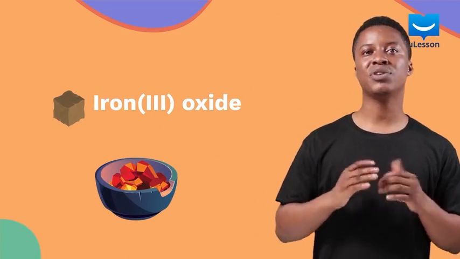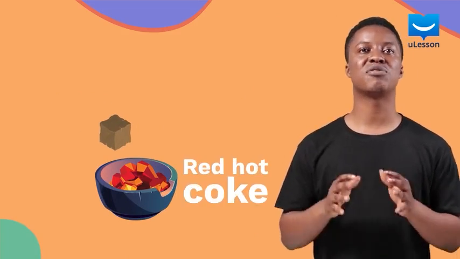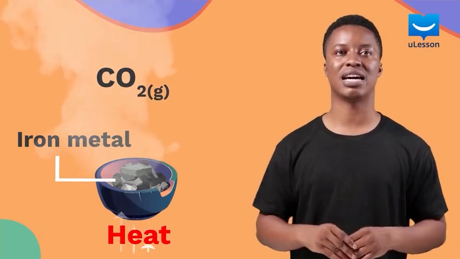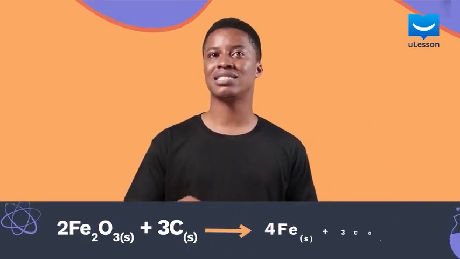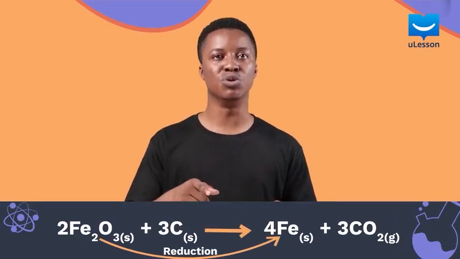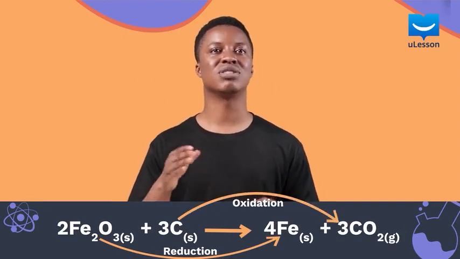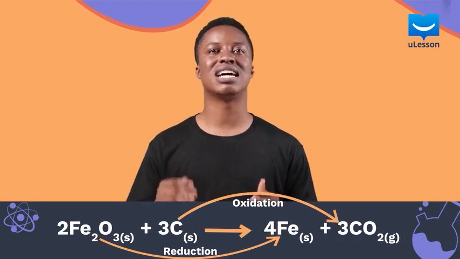Also, if we have a chemical reaction between iron(III) oxide and carbon in the form of red hot coke to form pure iron metal and carbon(IV) oxide gas, then we can say that iron(III) oxide is reduced because it has lost oxygen, while carbon is oxidized because oxygen has been added to it.